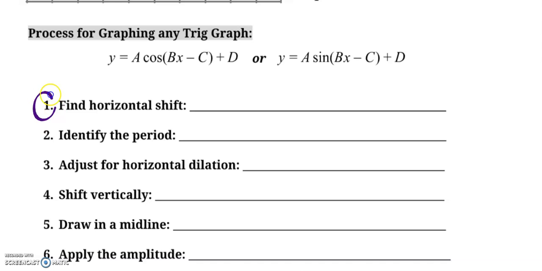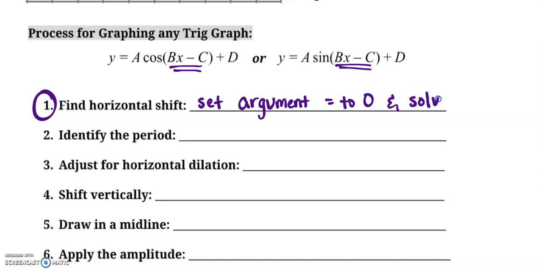The key thing, and probably the most important thing, is to start out, anytime you have a horizontal shift, by taking whatever's inside, to be more specific, your argument, and setting it equal to 0 and solving. That's going to give you your horizontal shift.